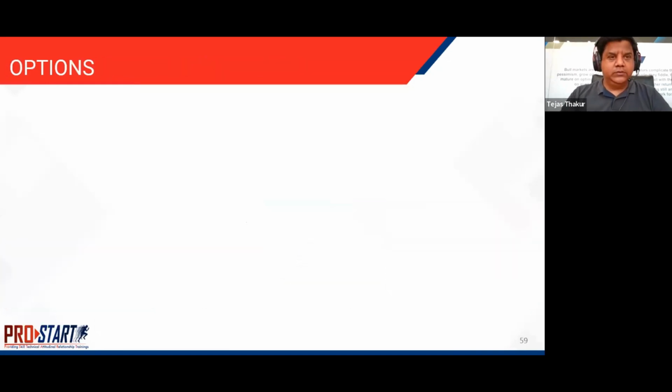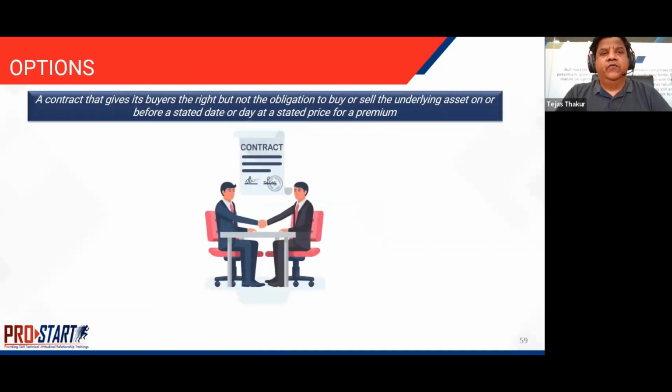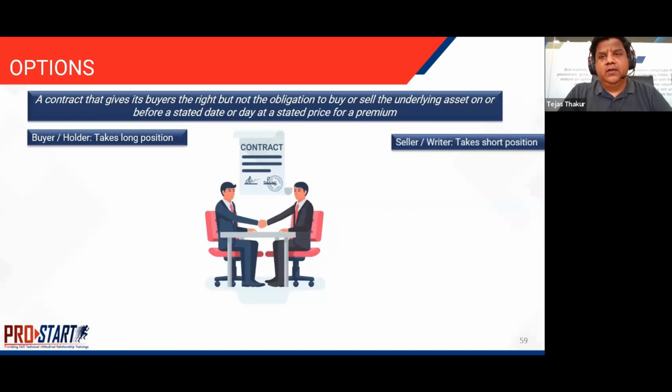Coming to the next thing, which is options. Options is a contract which gives the buyers the right, but not the obligation, to buy or sell an underlying asset on a date which is stated, and at the stated price as well. Everything is pre-decided. Buyer takes a long position. The seller or the writer takes a short position.